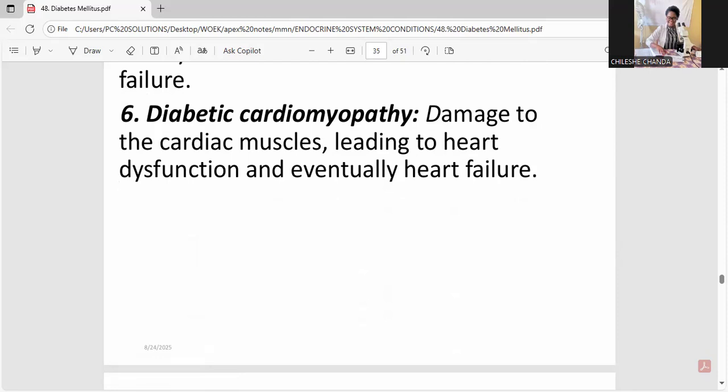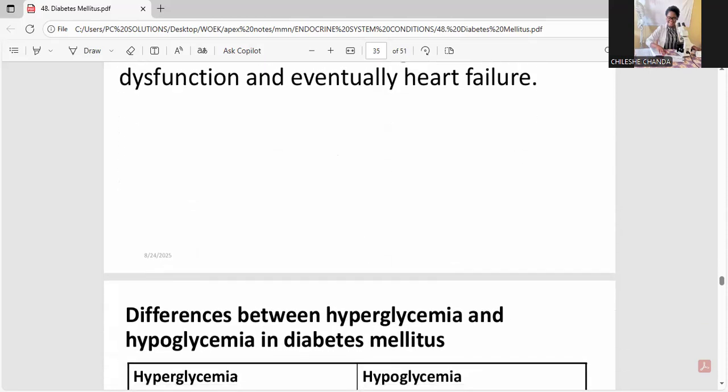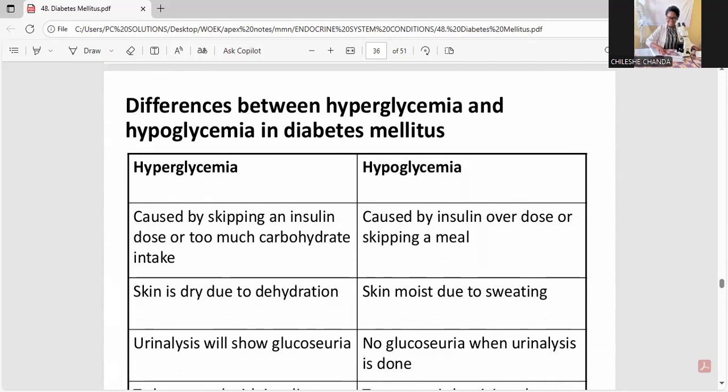Okay. The other complication could be diabetic cardiomyopathy. This is damage to heart muscles. Now, this leads to dysfunction, and eventually the patient will go into heart failure. So these are very, very severe complications, and they need for us to pay attention to this patient in order for us to know how to care for them.